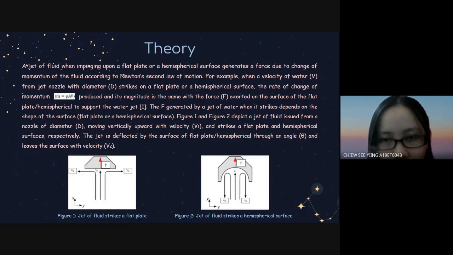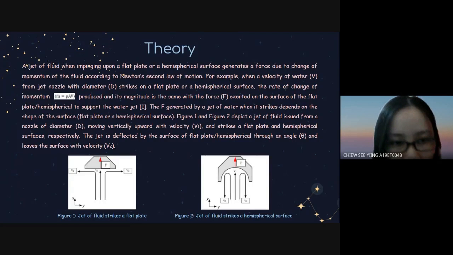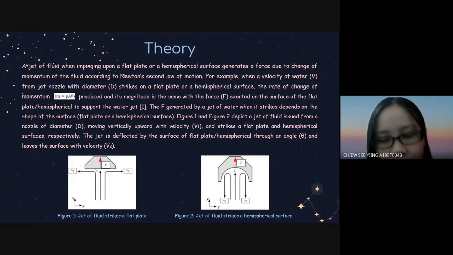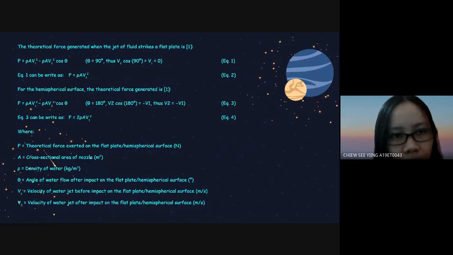Figure 1 and Figure 2 depict a jet of fluid issued from a nozzle of diameter d, moving vertically outward with velocity v1 and striking a flat plate and a hemispherical surface respectively. The jet is deflected by the surface of the flat plate or hemisphere through an angle theta and leaves the surface with velocity v2. Figure 1 shows a jet of fluid striking a flat plate and Figure 2 shows a jet of fluid striking a hemispherical surface.